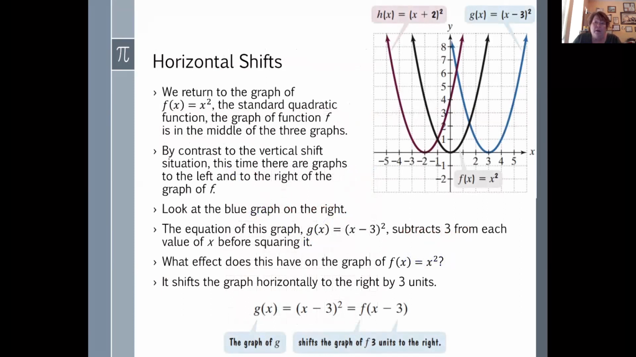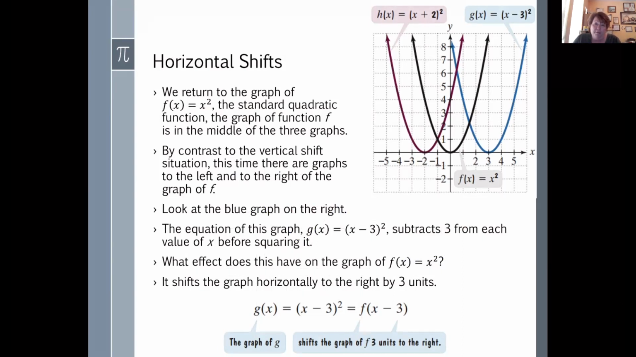Okay, how about horizontal shifts? Horizontal shifts are the opposite of what you think they should be. All right, so let's return to the graph of our standard quadratic function f of x equals x squared. The graph of the function f is in the middle of the 3 graphs. It's the graph in black.